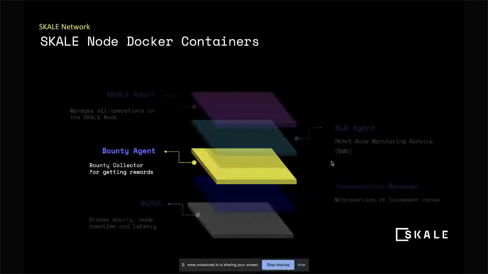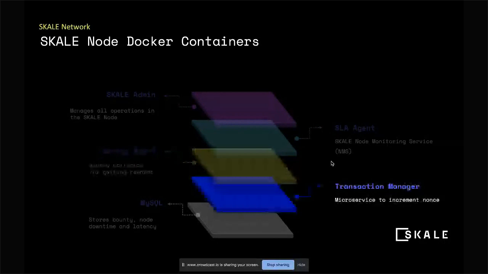The last piece is the bounty agent, where you get your bounties. There's no slashing for non-performing nodes. If you don't hit the SLA, you're just not going to participate in that month's bounties. What that means is there's still slashing for malicious behavior, but if you don't perform well, you're just not going to participate for that month. The last part is the transaction manager, a microservice to increment nonces. We will give more information around that. This is a newly added Docker container that we just added.